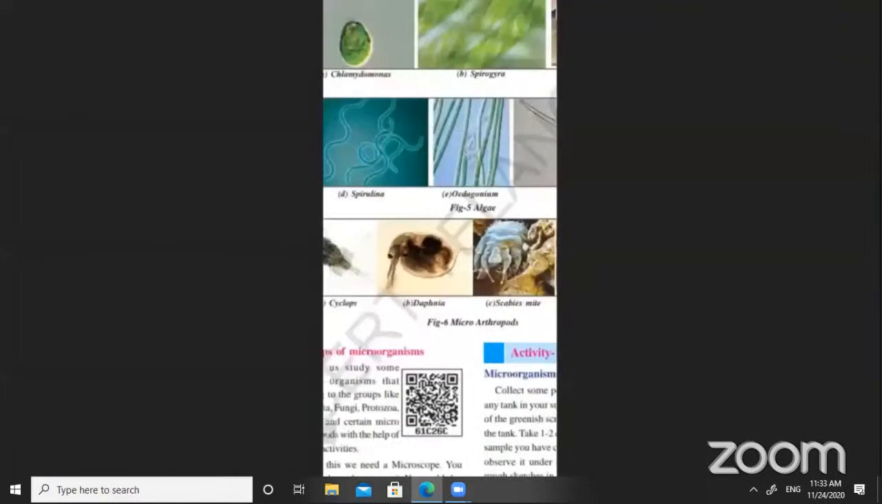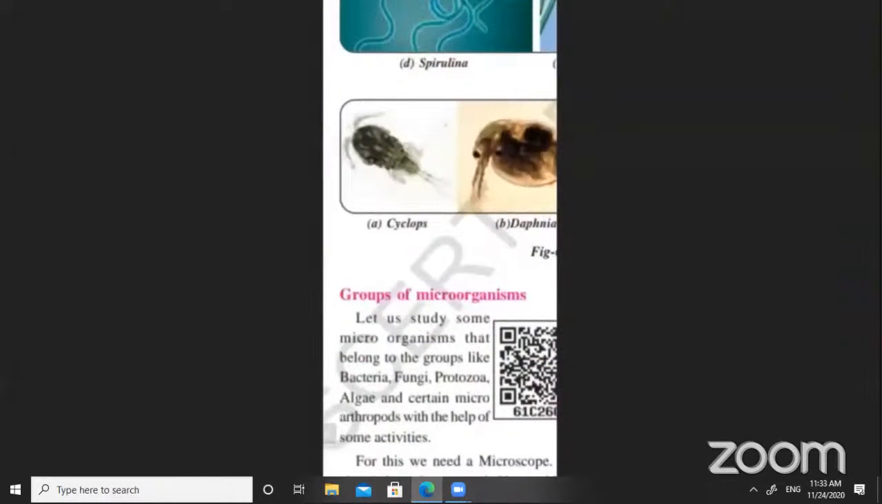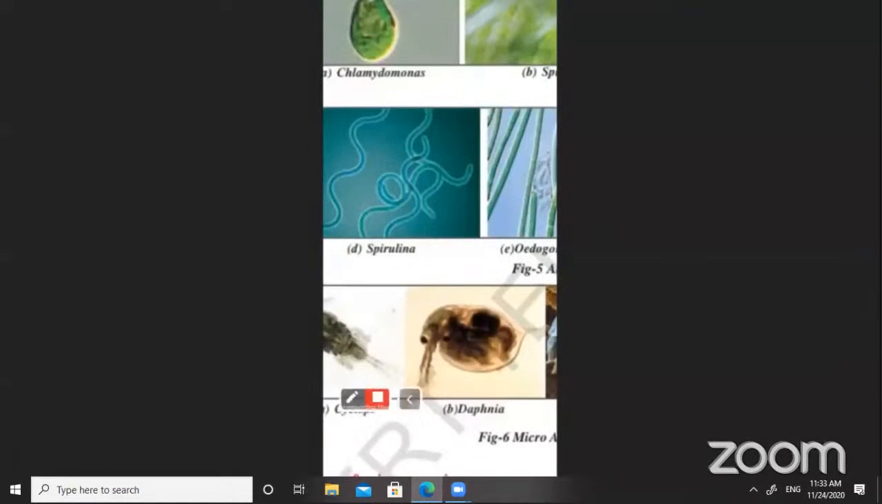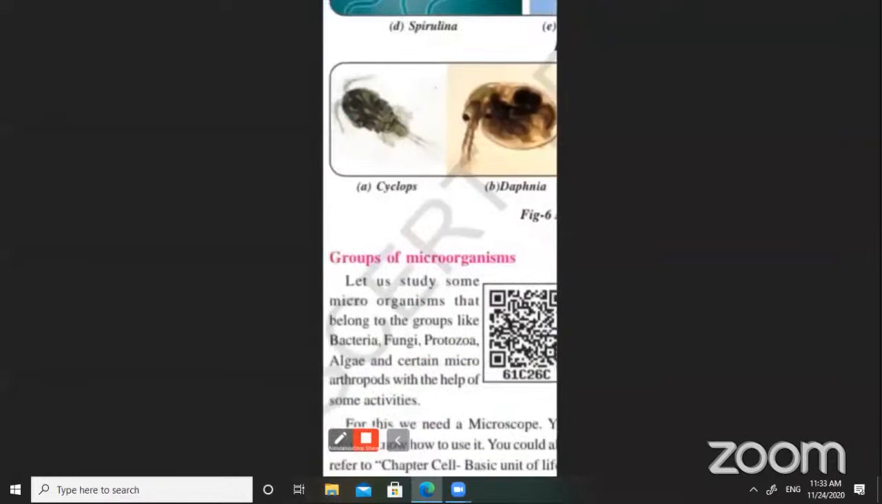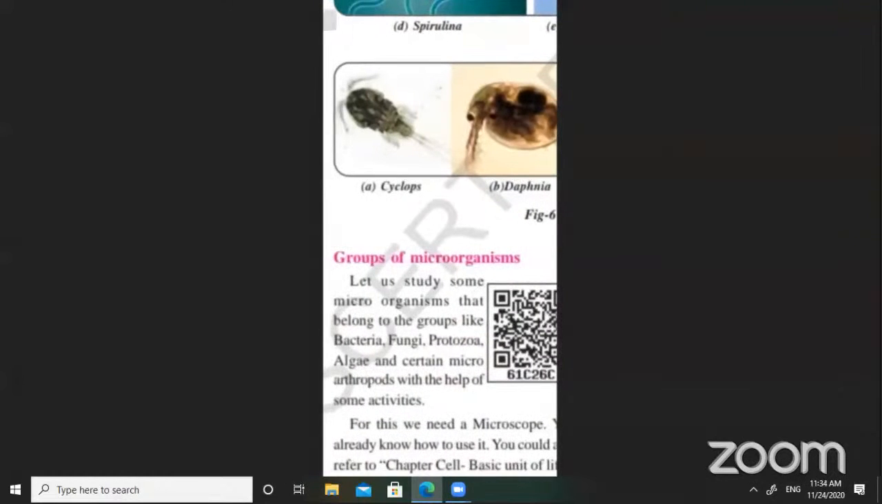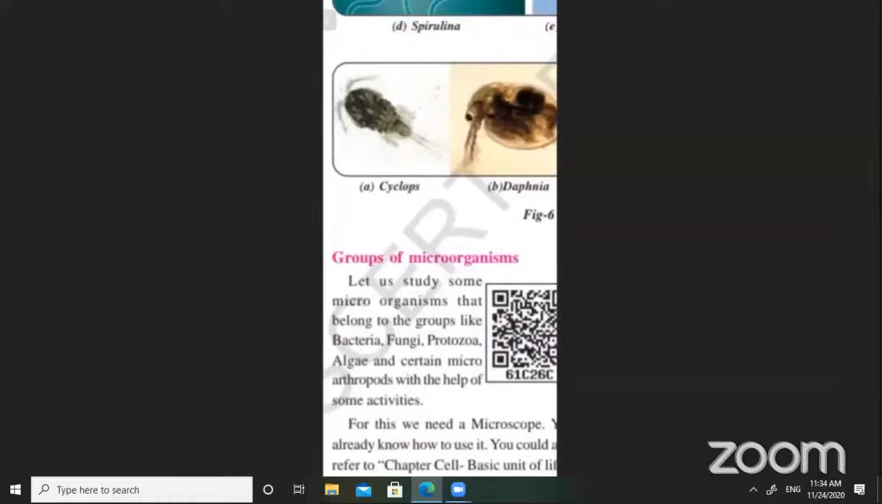Now, let us study some groups of organisms. Let us study some microorganisms that belong to groups like bacteria, fungi, protozoa, algae, and certain microarthropods with the help of some activities. Already we have observed some examples of these.